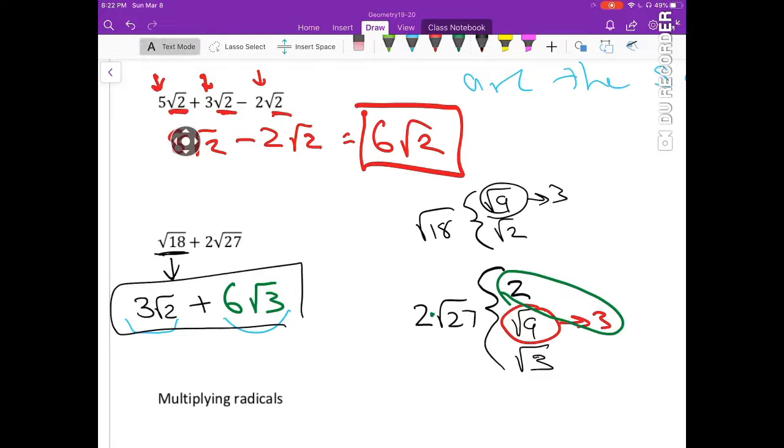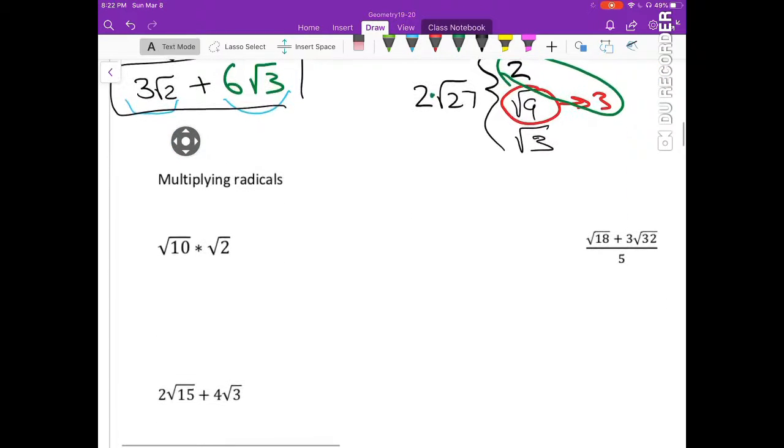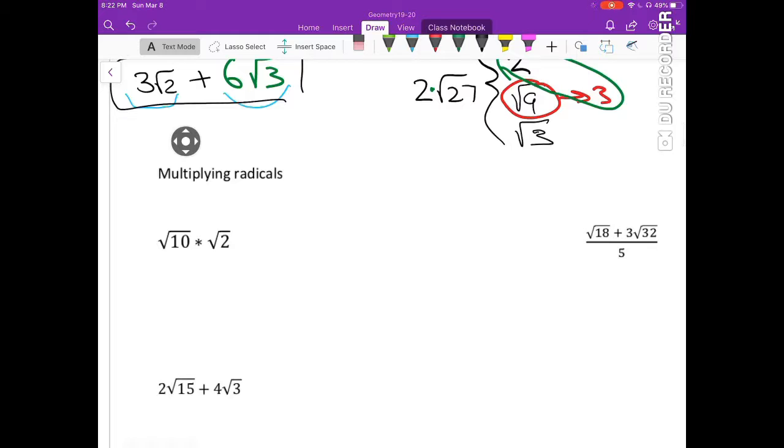Okay, now let's talk about multiplying. Multiplying radicals. With multiplying radicals, you multiply what's on the outside and you multiply what's on the inside. So since there's no coefficients, there's nothing on the outside, we're just going to multiply what's on the inside, and we're going to keep it on the inside, and we're going to get square root of 20. When you multiply, if your final answer can be simplified, you must simplify it. You have to keep going.